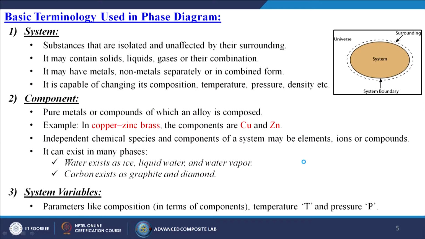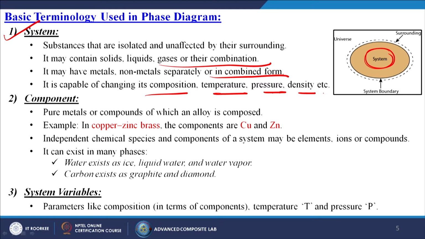Before going deeply into this lecture, let us know some basic terminology which we generally use for phase diagrams. First one is the system. A system means substances that are isolated and unaffected by their surroundings. It may contain solids, liquids, or gases, or their combinations. It may have metals and non-metals separately or in combined form. It is capable of changing its composition, temperature, pressure, density and so on.